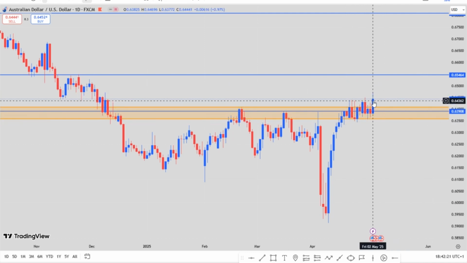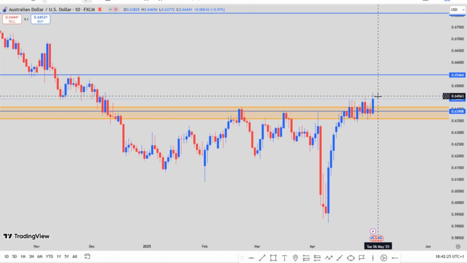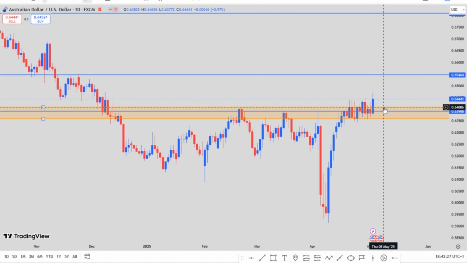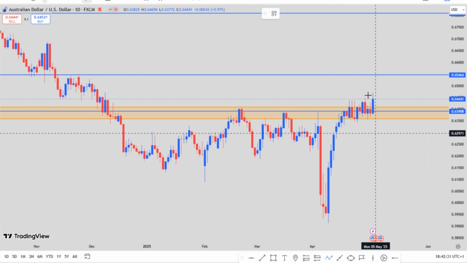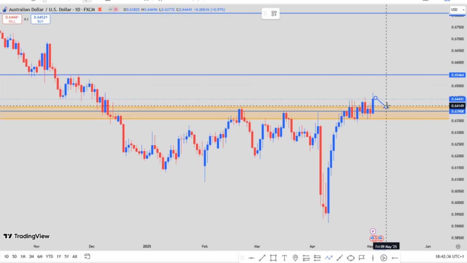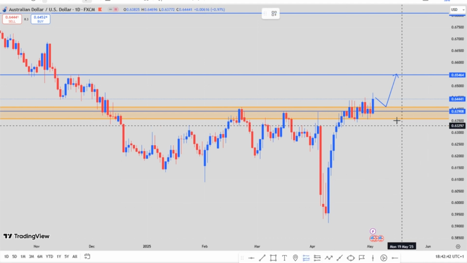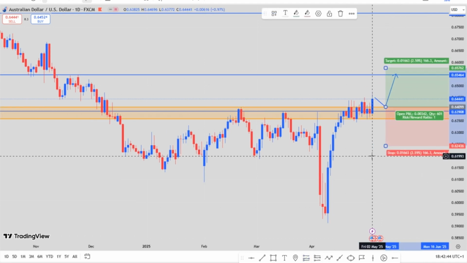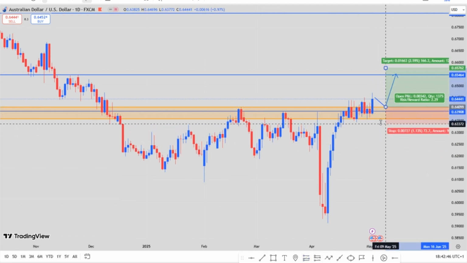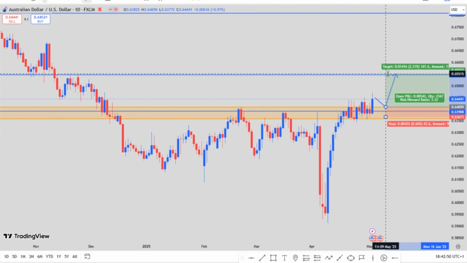I'll be looking for a buying opportunity on Australia USD to this next resistance level. So I'll be waiting for price to do a retest of this zone before looking for my buying opportunity this week. Then we'll be looking for a buying opportunity from this zone to this next resistance level, where we are buying with a price action candlestick from this level to this next resistance level.